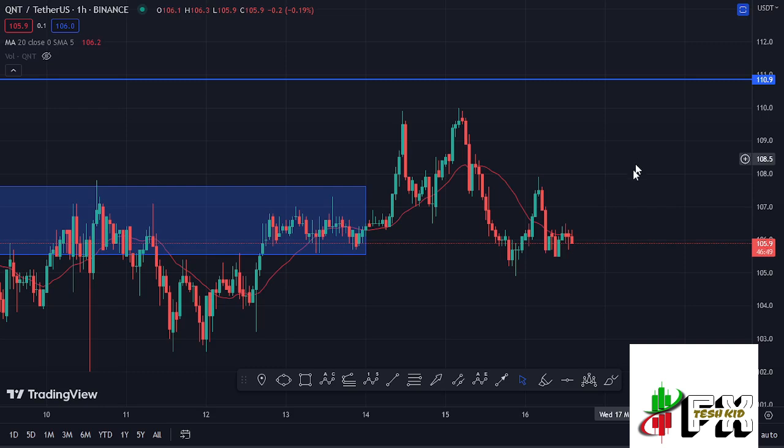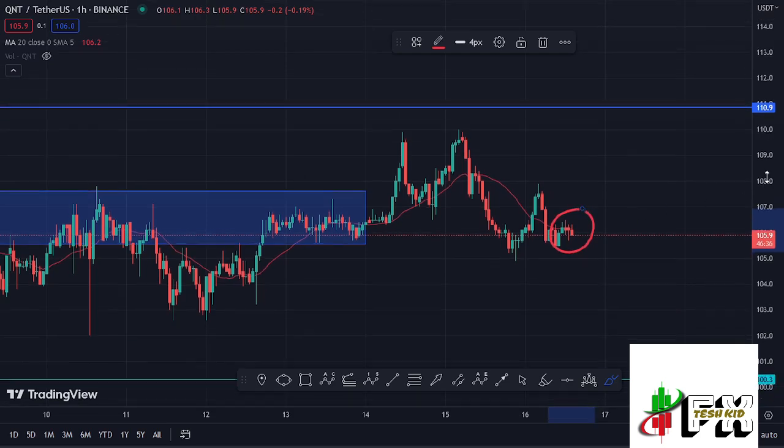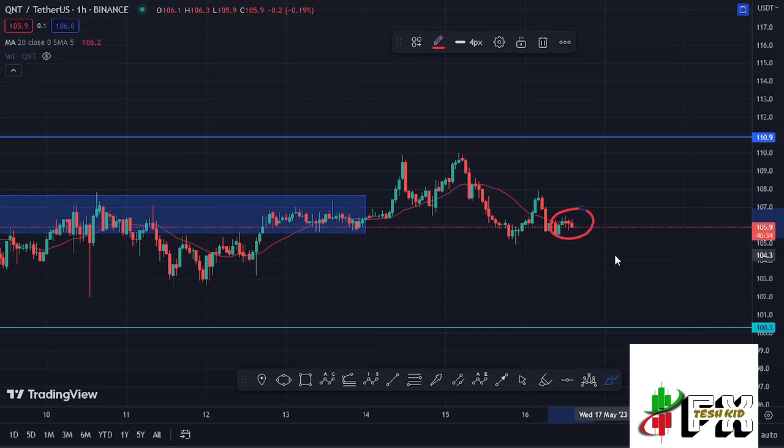At the time of this recording, Quant has continued to hold below the 20-day MA here on the 1 hour chart, which is now acting as a resistance for us to continue gearing up. We are also holding above a key area of support at around the $110.3 mark, which is now acting as support for us to continue gearing up.